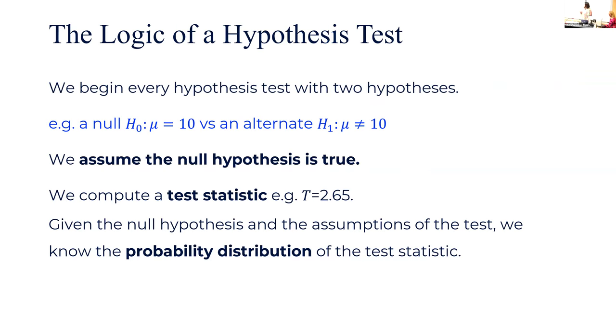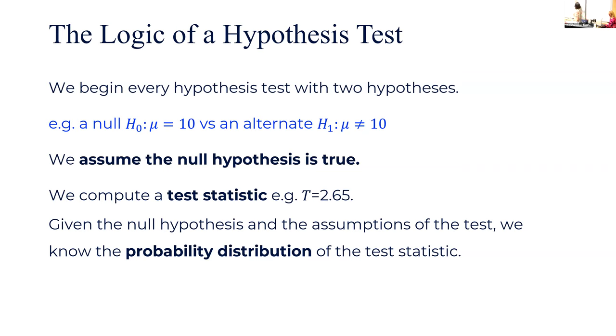Okay, so how do we actually do a hypothesis test? What is the logic behind it? It's kind of a backwards logic. Everything in stats is kind of a backwards logic, but it's a nice logic when you think about it. We always begin every hypothesis test with two hypotheses, with two statements. We have what's called the null hypothesis, and we have some kind of alternative hypothesis.